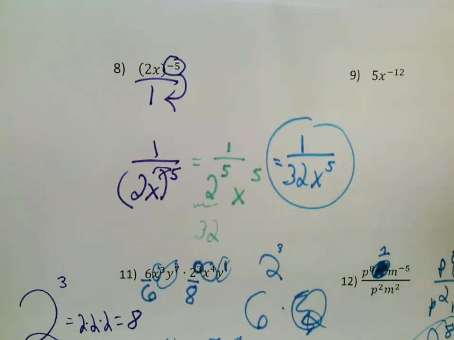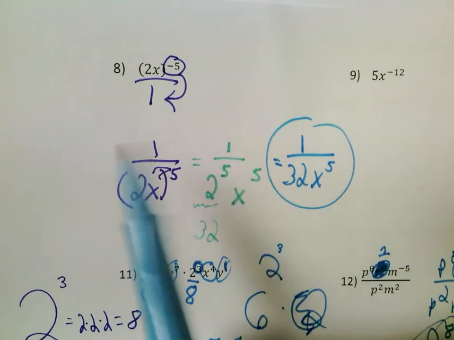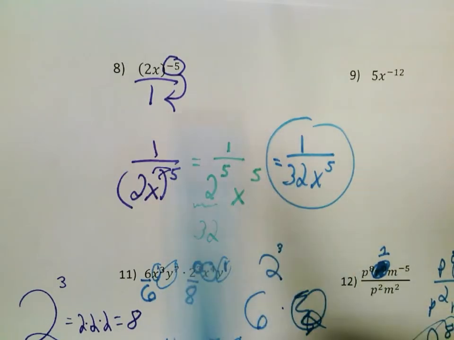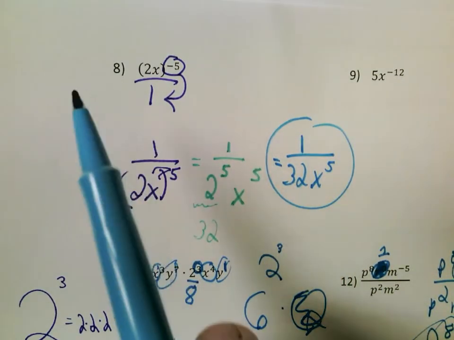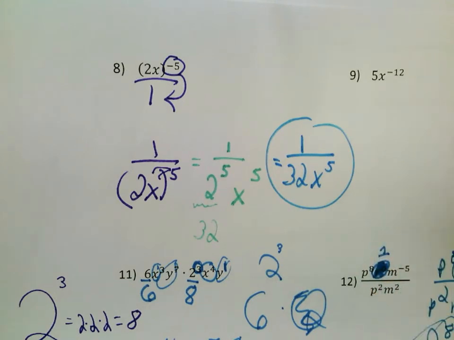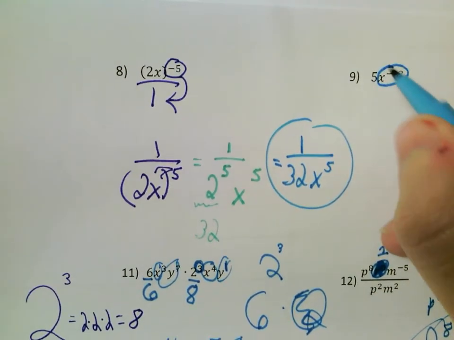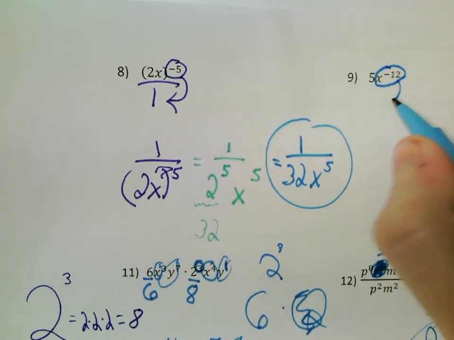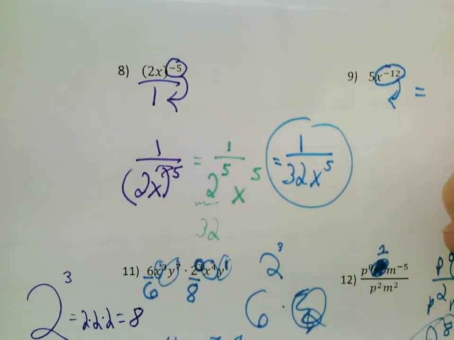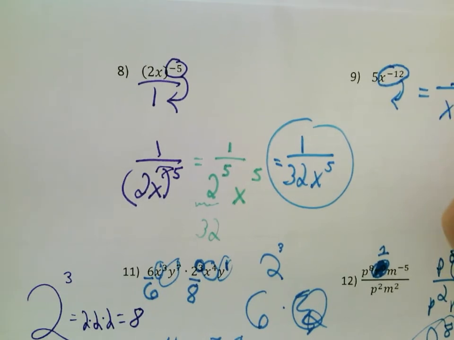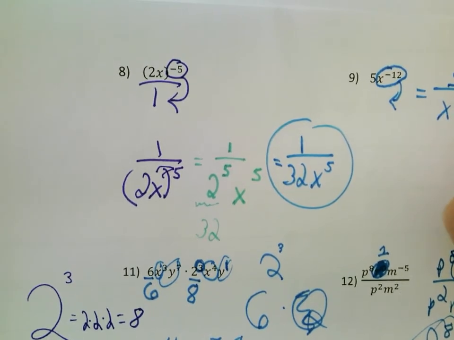Final note, I promise. I'm looking at these two, and to me these look really similar. 1 over 2x to the 5th, 1 over 5x to the negative 12. Please remember that that negative 12 is only on the x. It's not on the 5. So when you think about moving it, leave the 5 alone. He's perfectly fine. And then send the x to the 12 down below.